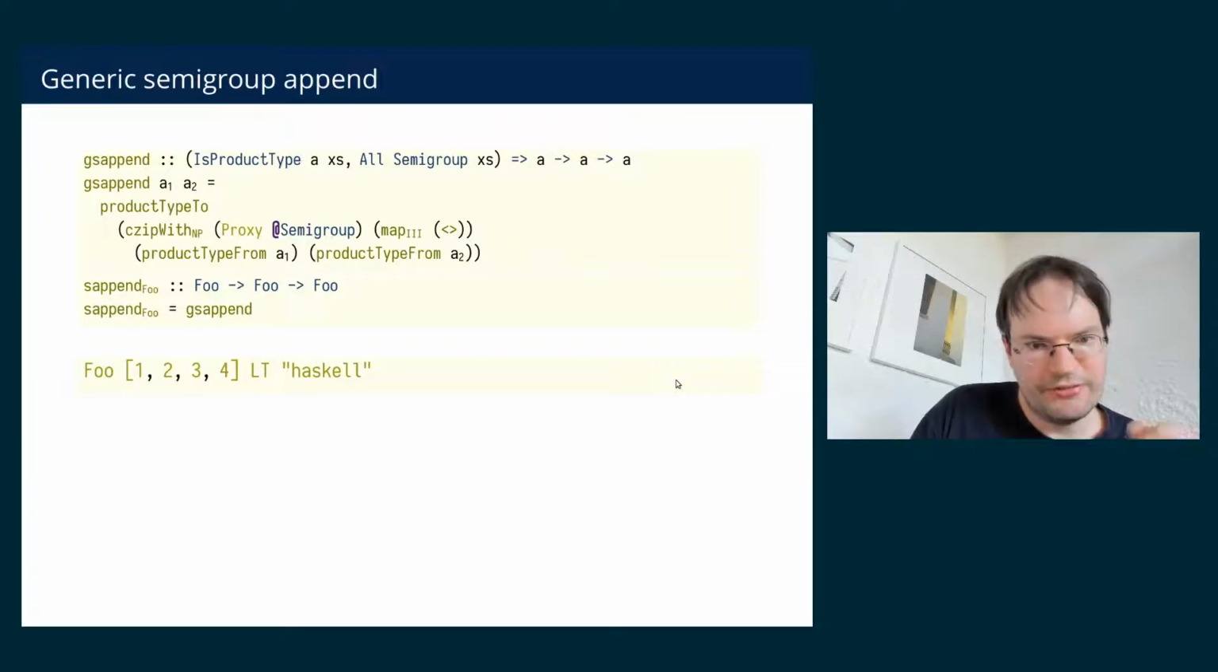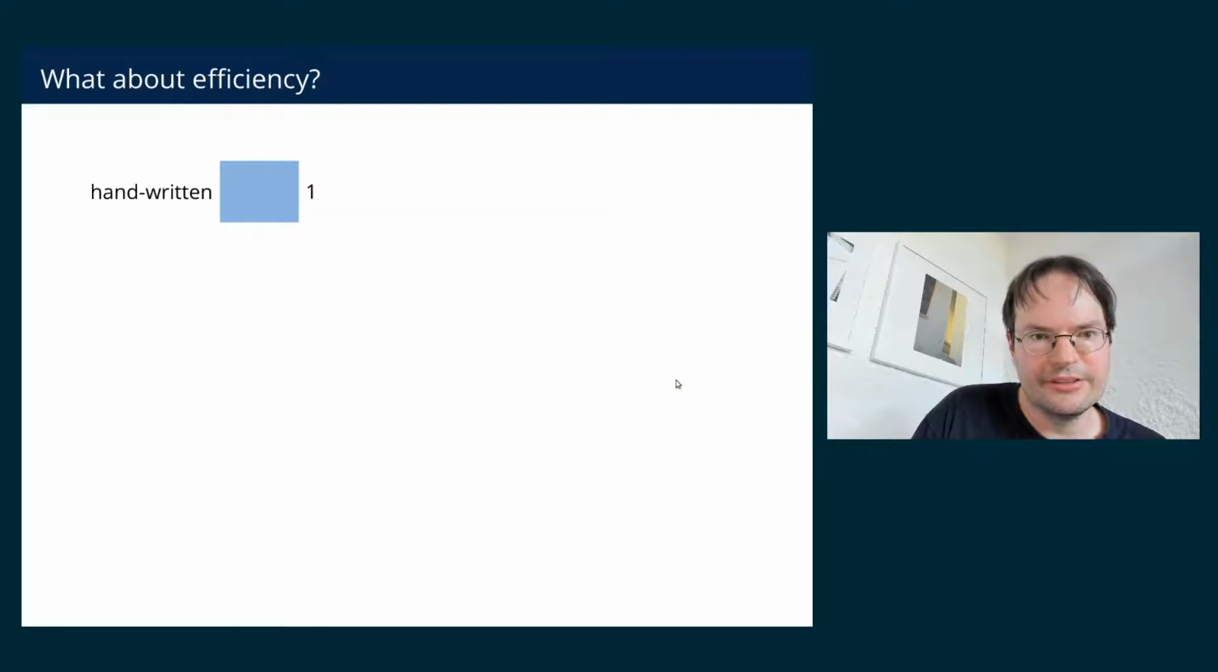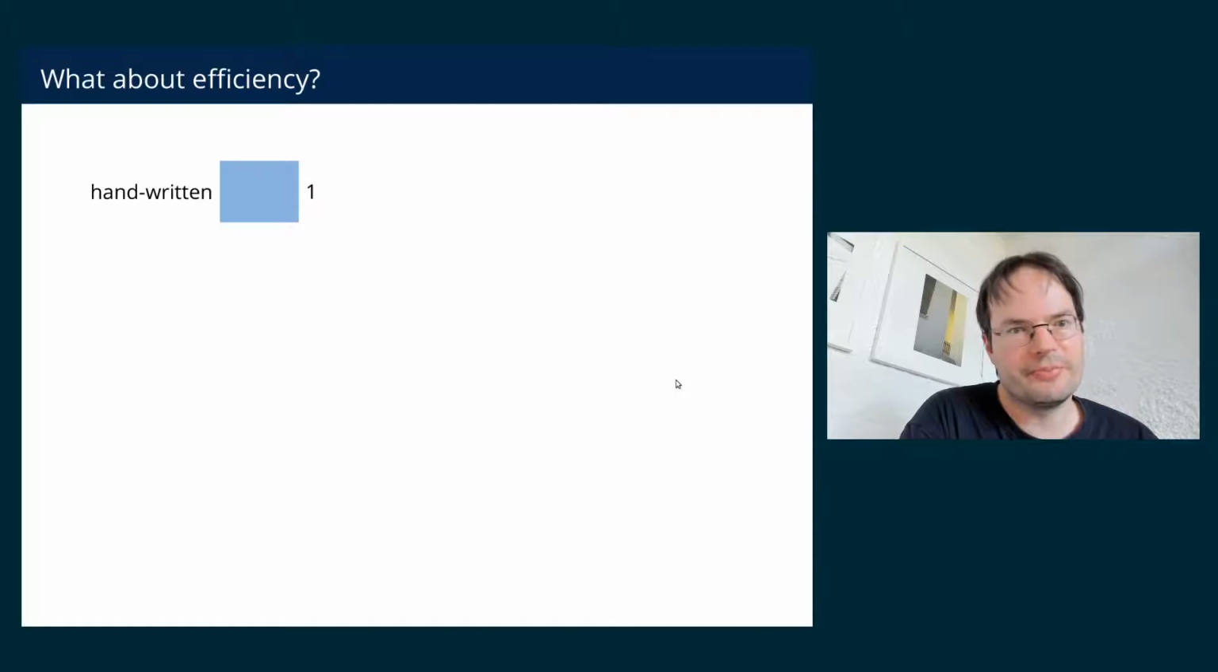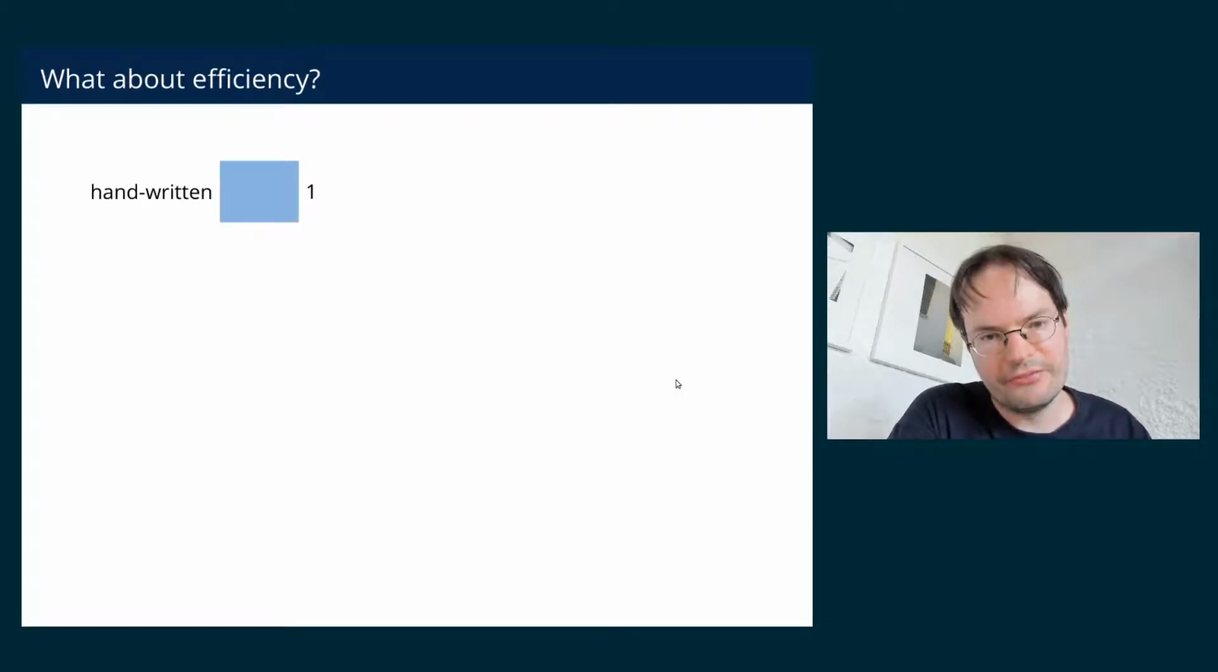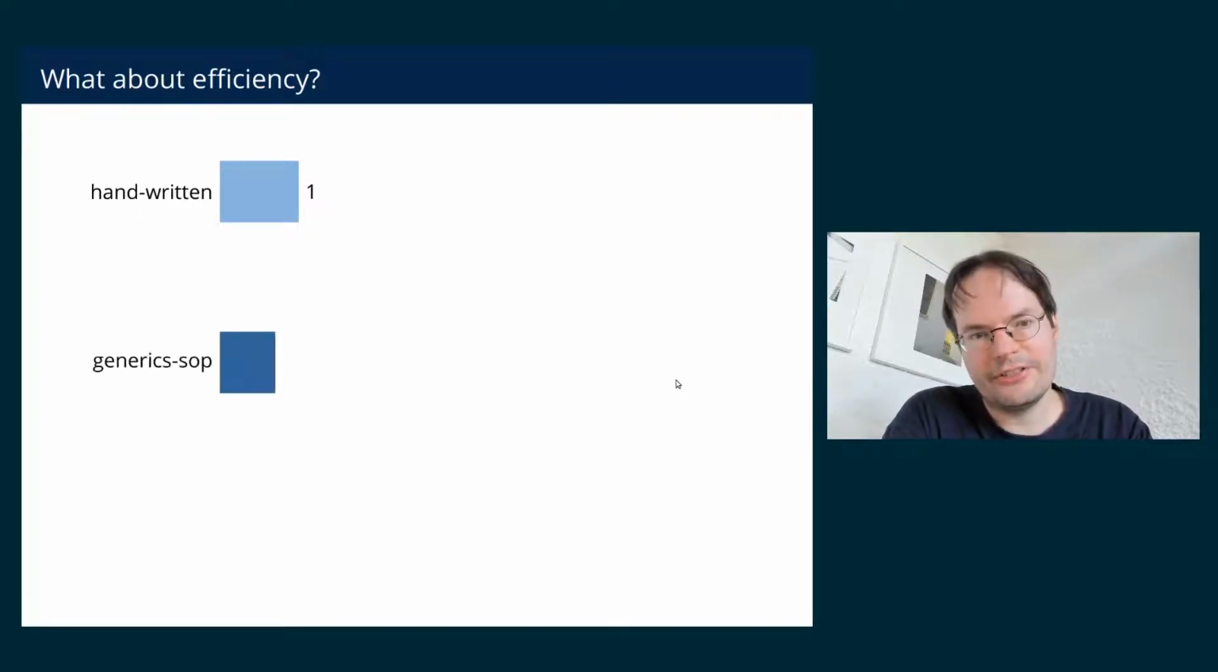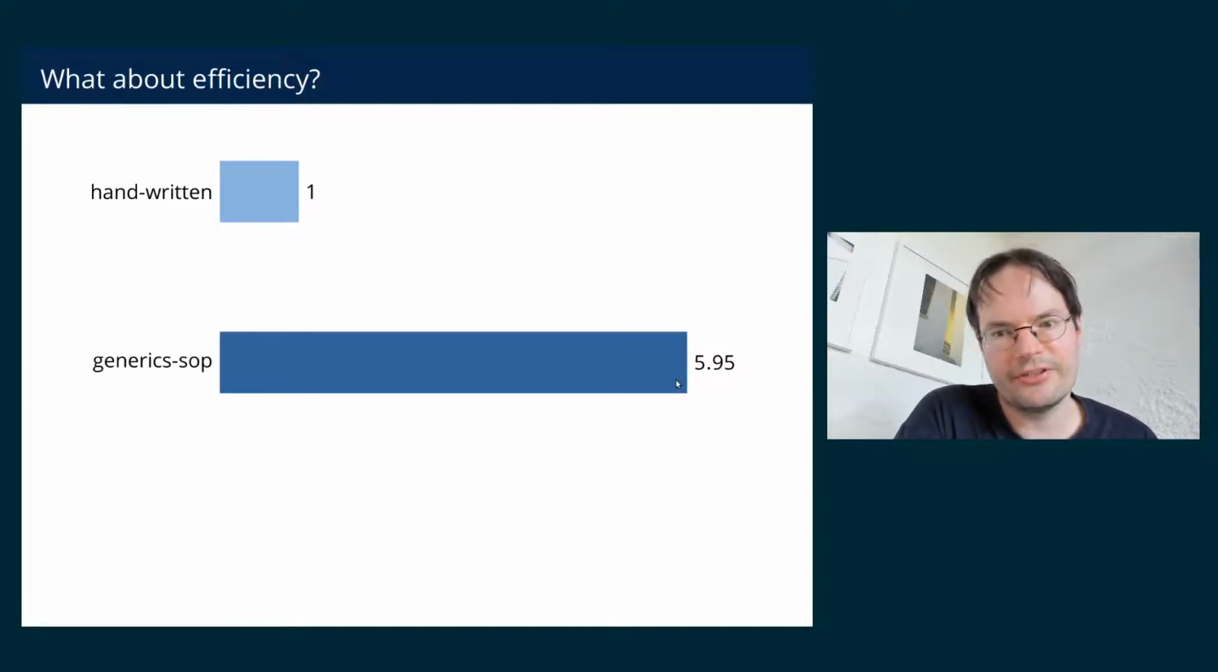Now this is also very nice, but we can of course ask ourselves, what about efficiency? So if we apply a micro benchmark and normalize and consider the handwritten version as the benchmark and say this has cost 1, then we unfortunately discover that the generics-sop version is roughly 6 times slower. And this is because of the overhead in the conversions. Now it obviously depends a little bit on what kind of generic function you're running, but the overhead is always there, and it is always rather significant, unfortunately.